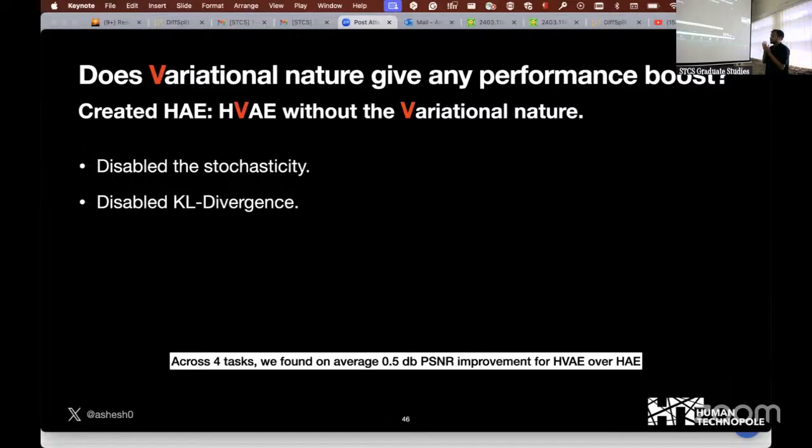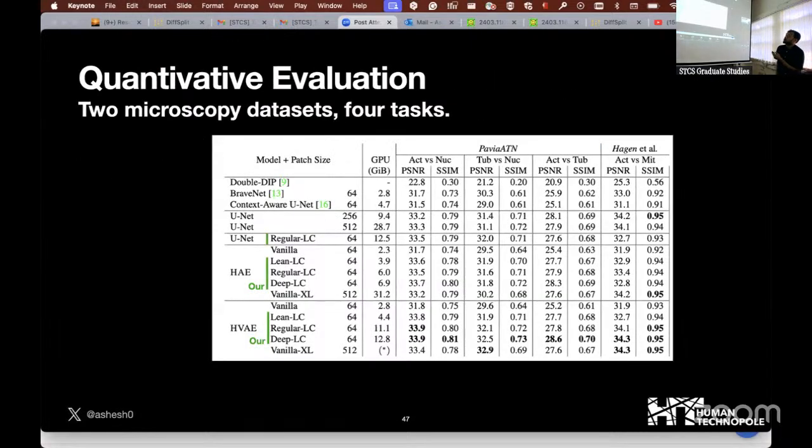Now, we did so much to make HVAE work. The question one can ask is, was so much effort really needed? Does the variational nature give you any performance boost? So we created a different architecture where we took HVAE and removed the variational nature from it. Essentially, we removed the stochasticity, and all the other parameters are identical. And we found that indeed the performance was better. There are other use cases of the variational nature that I will show in the second part of my presentation. Let's now look at some numbers.